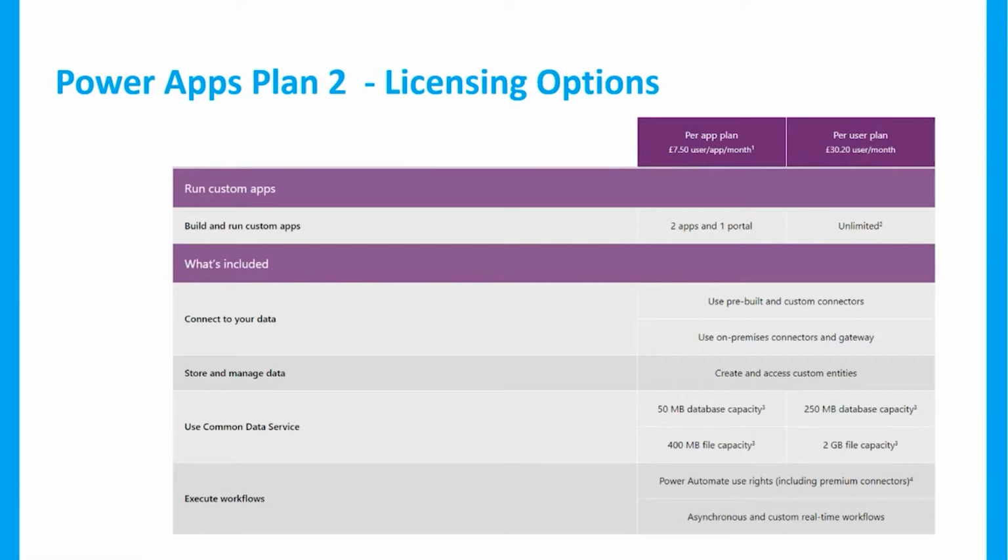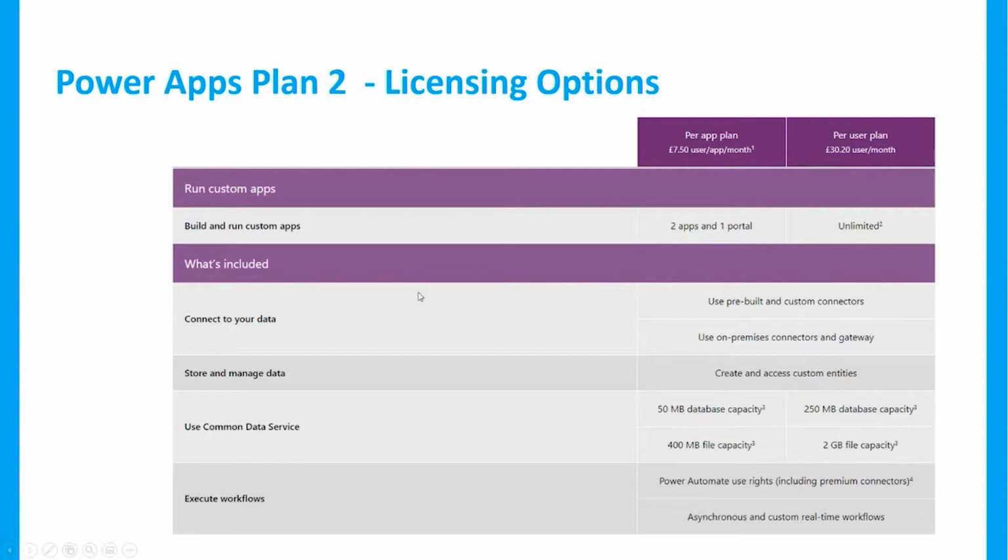And what that will enable us to do is run an unlimited number of applications. So PowerApps Plan 2 is utilized when we want to look at things like PowerApps portals, the Common Data Service, and the premium connectors that we have available. And that's where these plans will come in.